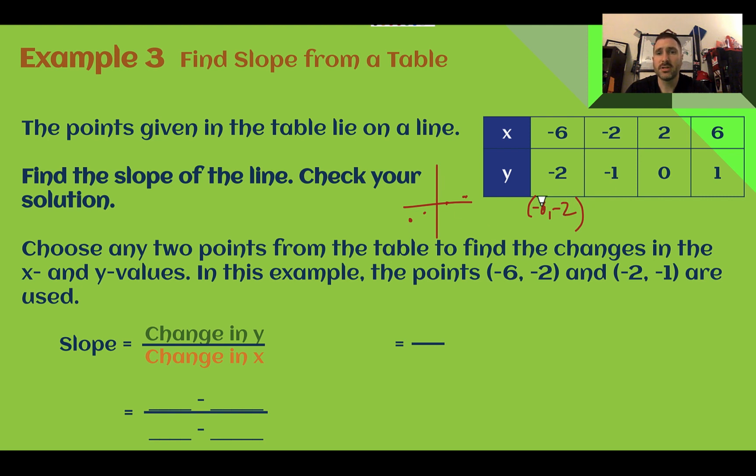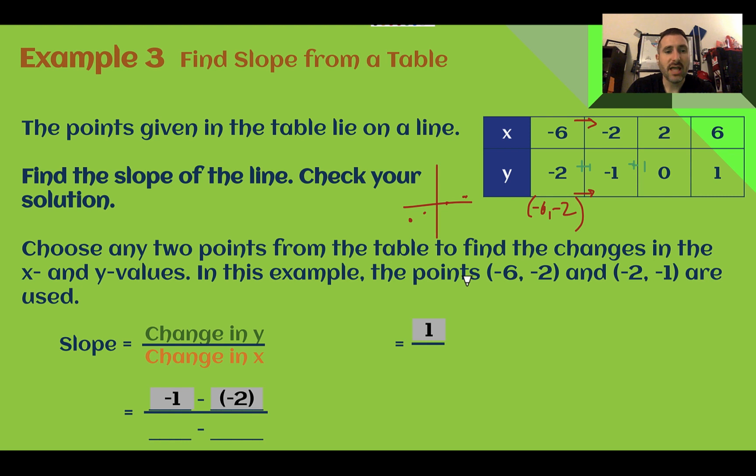So let's choose the first 2. So negative 6, negative 2, going to negative 2, negative 1. So let's figure out the y first. We went from negative 2 to negative 1. Now, for these next couple examples, we're going to use the coordinates and do some subtraction. So what we're going to do is take the end and subtract where we start. So we ended at negative 1, and we're going to subtract where we start, which was negative 2. When we subtract this, we end up with 1. And we can see, just looking at our y values, each time it's going up by 1. So the top value, our change in y, would be 1.